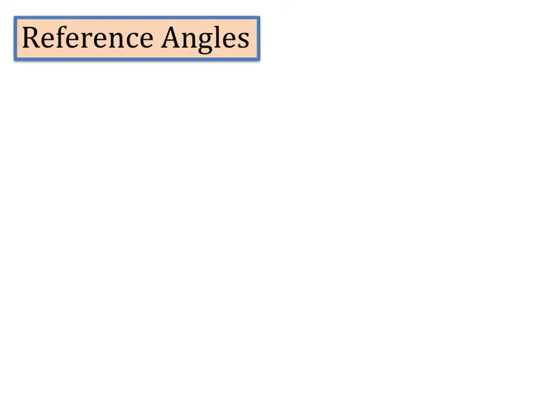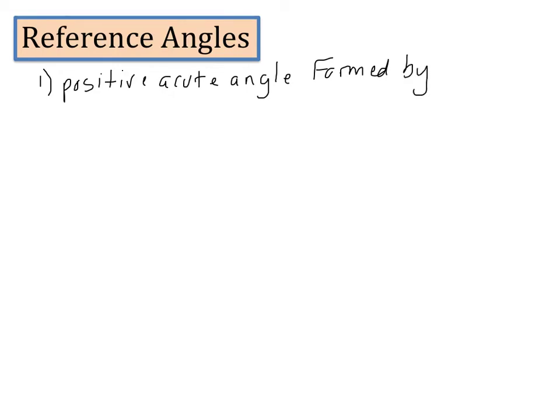Now, reference angles are very helpful when figuring out trigonometric functions. So we have to figure out what reference angles are first to know how to use them in the future. So a reference angle is the positive acute angle formed by the terminal side of an angle and the axis. So let's write that down. So this is the positive acute angle formed by the terminal side and the x-axis.